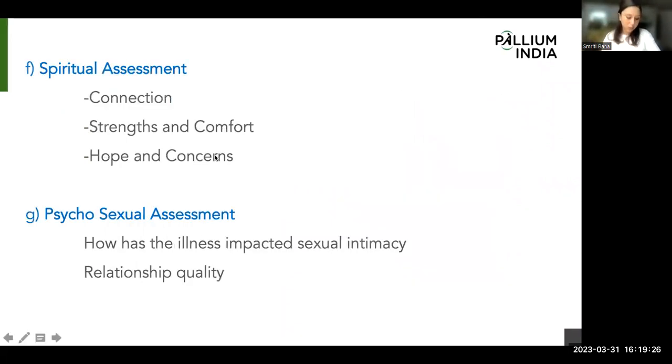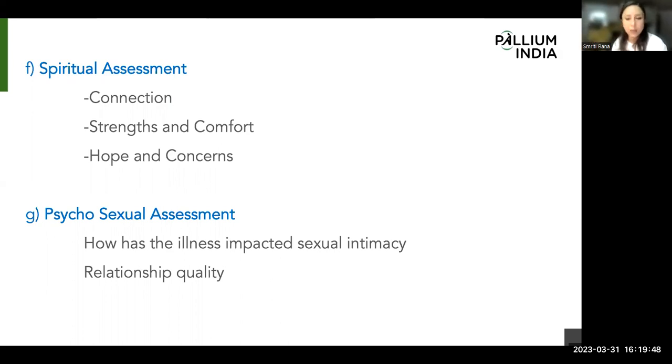Spiritual assessment, what we're really assessing for is connection, strengths and comfort, hope and concerns. And I want you to please bear in mind through this that religion and religious beliefs are a part of this, but they are not the only part of it. For some people, it's their God and their faith. For some people, it is how they find connection, strength and comfort, hope and concerns through other means.